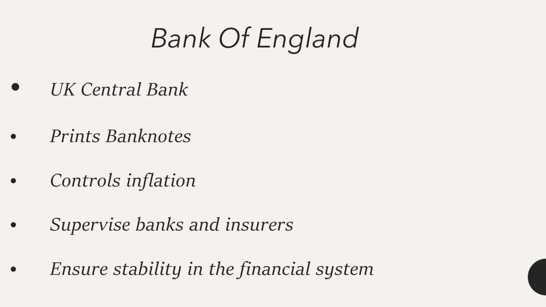So to start with, we have the Bank of England. The Bank of England is at the top of the pyramid, so to speak, of the financial institutions, and the Bank of England is the UK central bank where they print banknotes. They control the inflation rates, so when inflation needs to be up, it goes up. When it needs to be down, it goes down. They supervise banks and insurers, and they also ensure stability in the financial system.